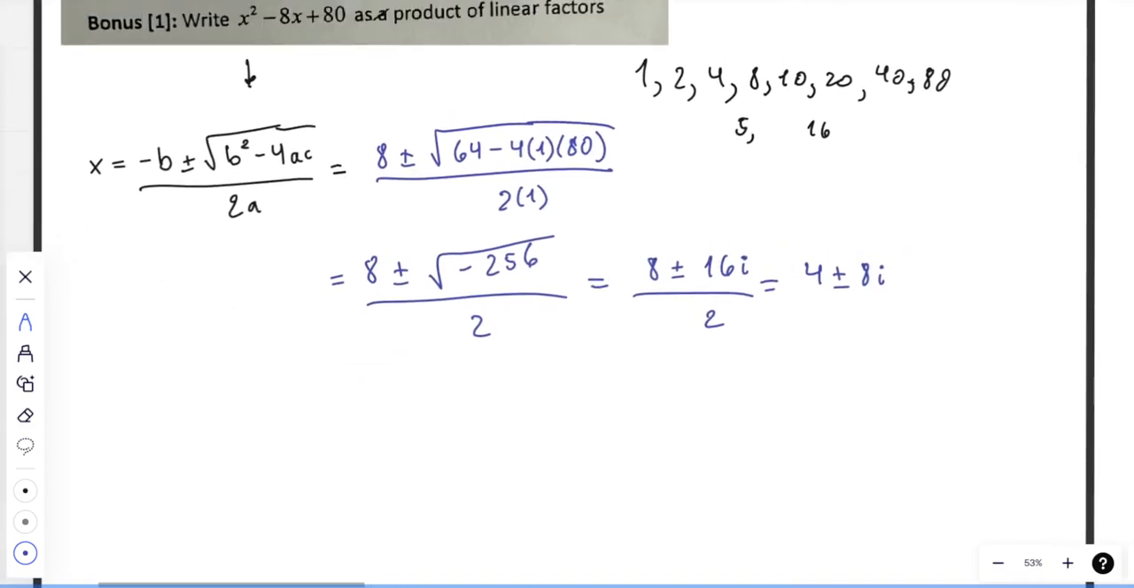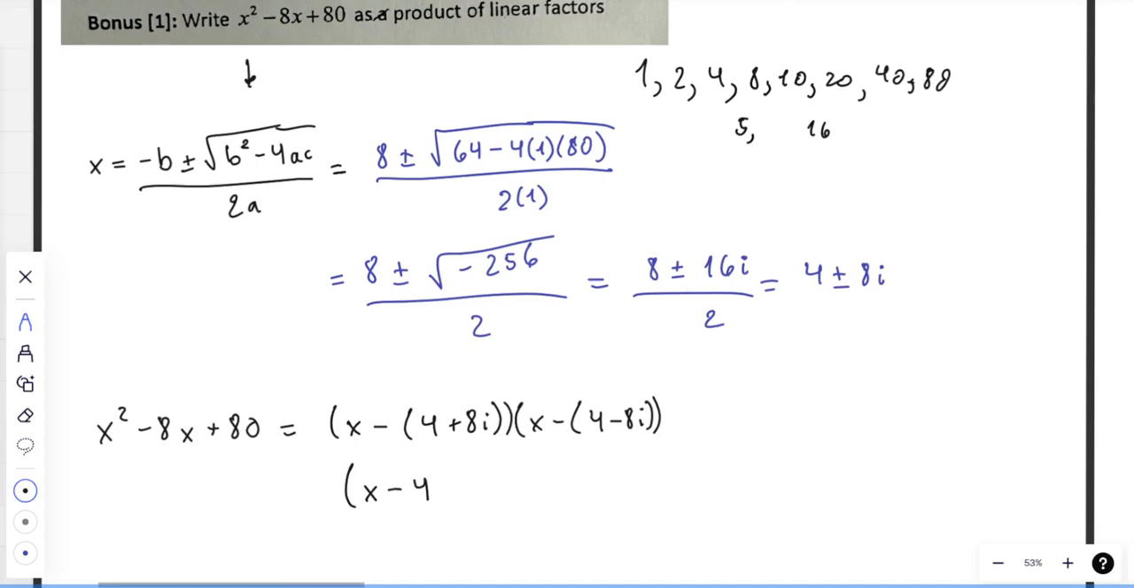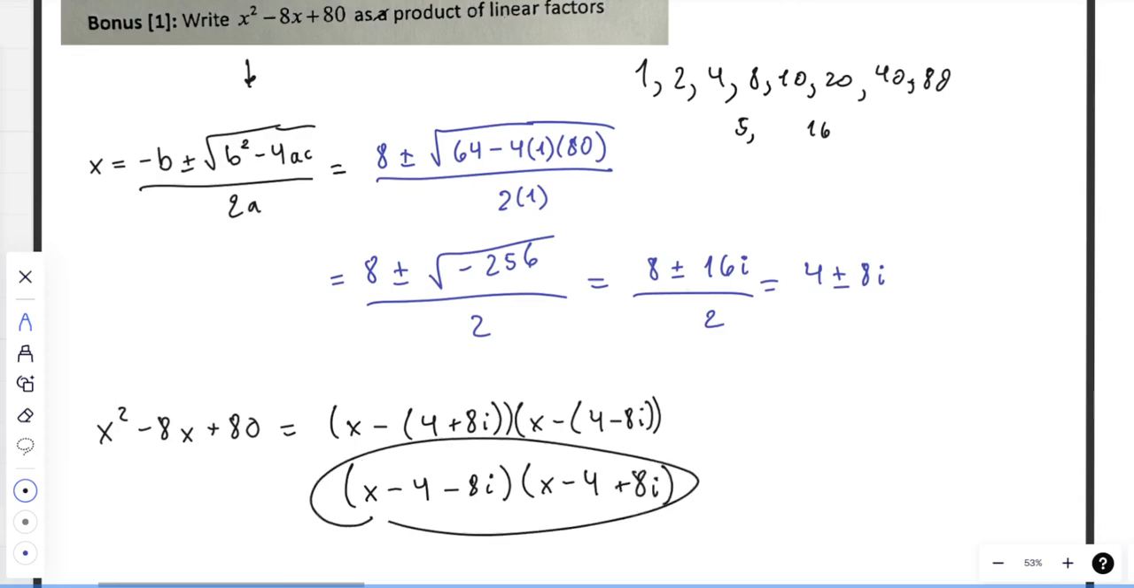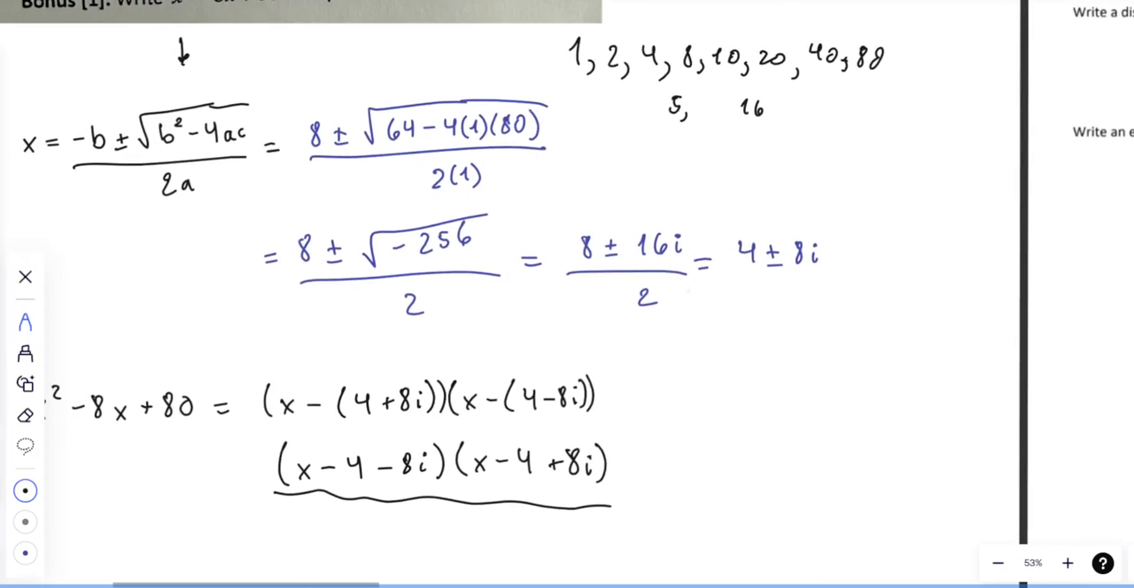So we could write this out as, these are our two factors. It's going to be x minus 4 plus 8i, or x minus 4 minus 8i. That's the same thing as x minus 4 minus 8i times x minus 4 plus 8i. I would say this is probably your final solution here.